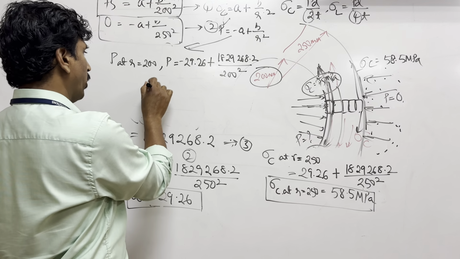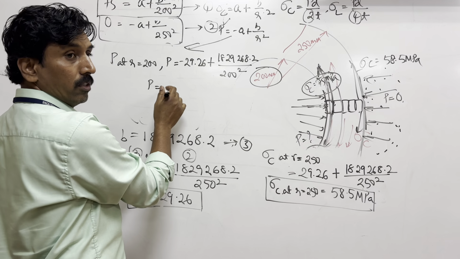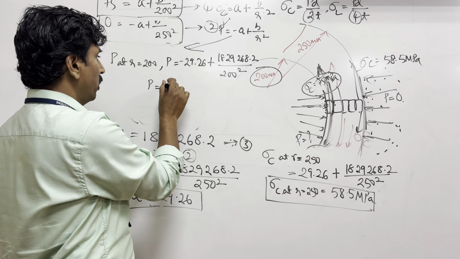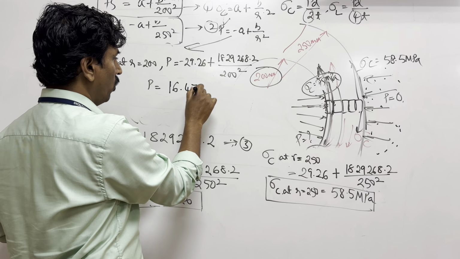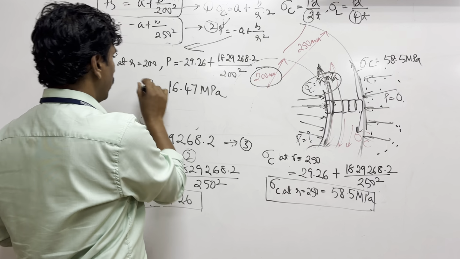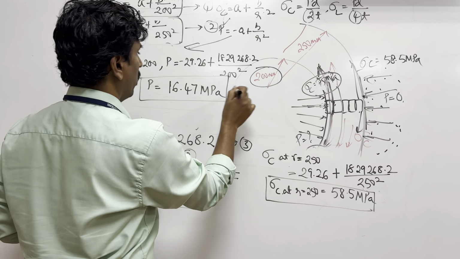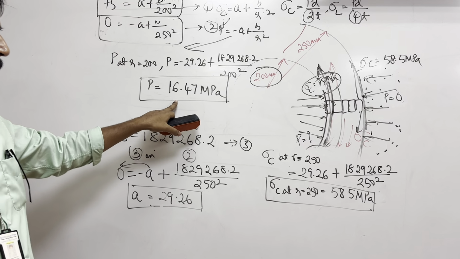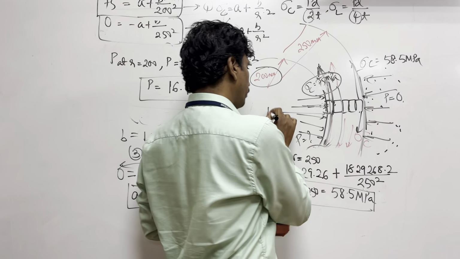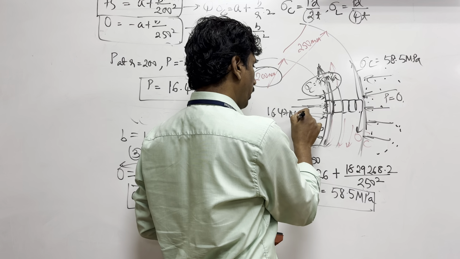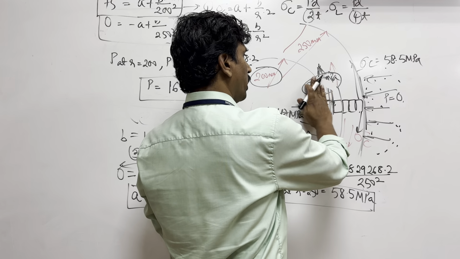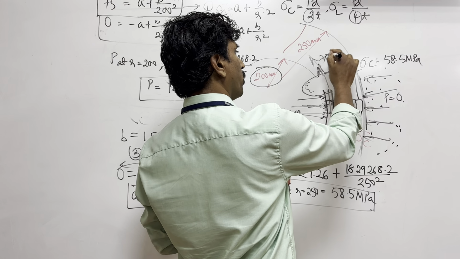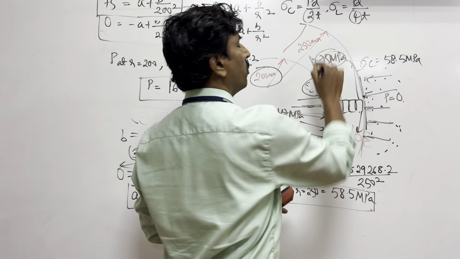200 square. Can you tell me the value of P that you get? 16.47 MPa. So that means 16.47 MPa of internal pressure would result in the stretching of the material in this direction, which is equal to 75 MPa, which is the maximum.